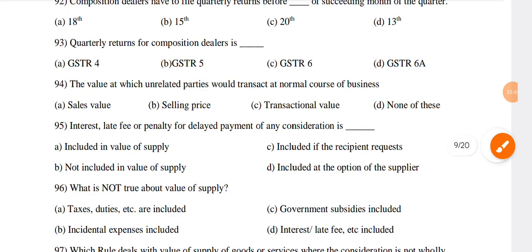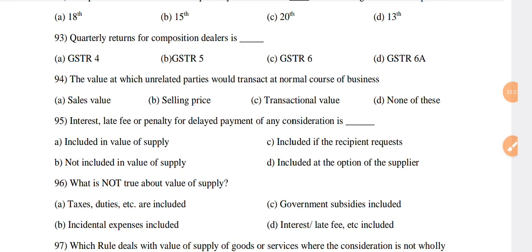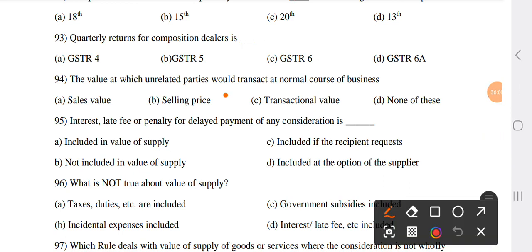Next question, the value at which unrelated parties would transact in the normal course of business. Option A, sales value, B, selling price, C, transaction value, and D, none of this. The correct option is C, transaction value.